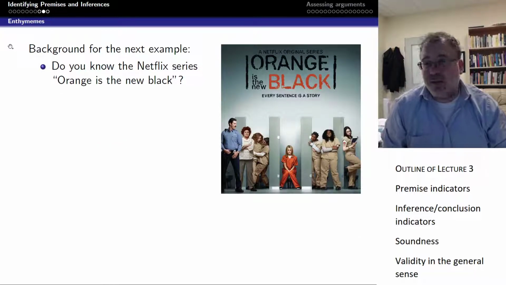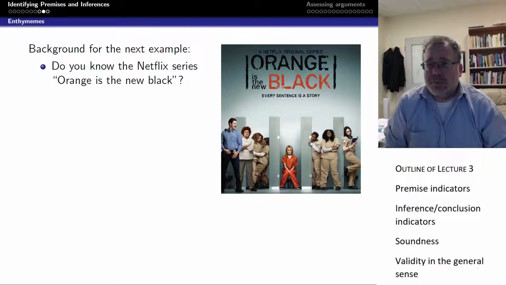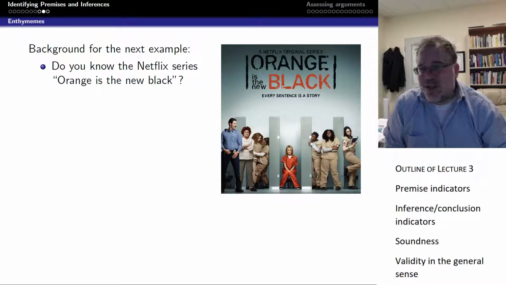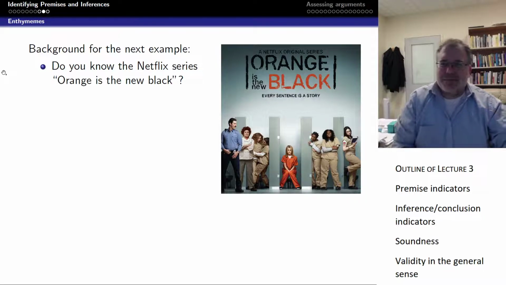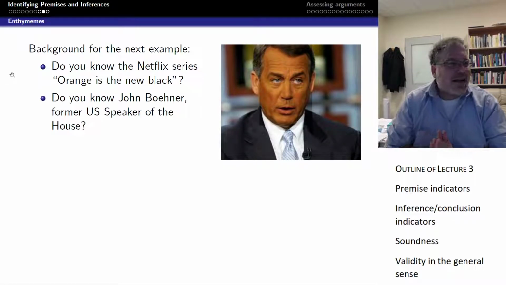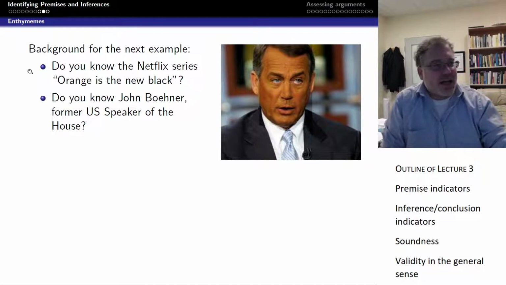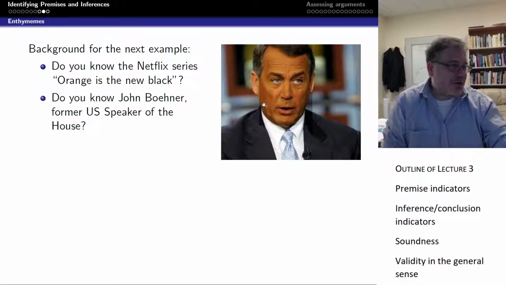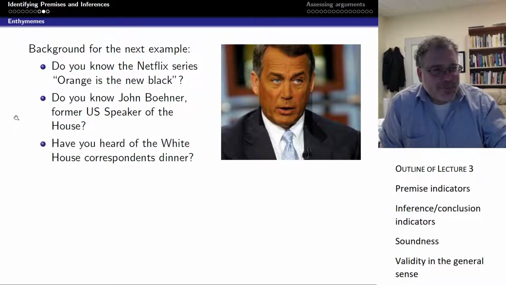So here's an example that I want to take. I hope you know, or it doesn't really matter, but there's a very popular show on Netflix called Orange Is the New Black. So that's the background to the example that I'm giving you. Now, a few years ago, there was someone who was Speaker of the House in the US. His name was John Boehner. And as you see, he has a face of a particular color. I guess his tanning bed or whatnot is doing something funny.